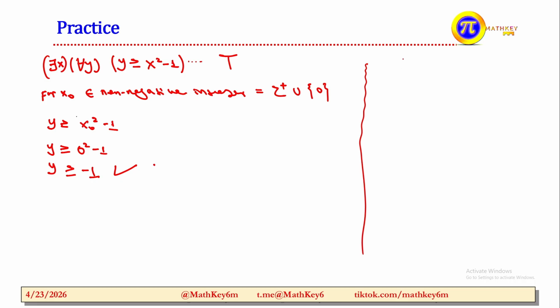The other option we have, let's take x, for instance, 1. x naught, for instance, 1. So this shows that y is greater or equal 1 square minus 1. This shows y is greater or equal 0.